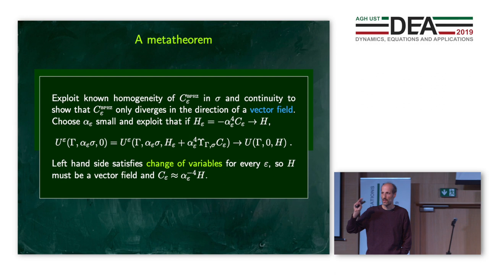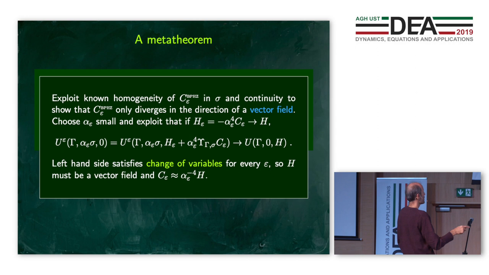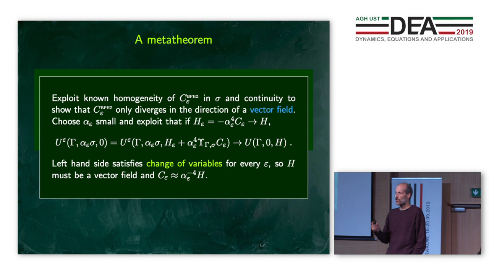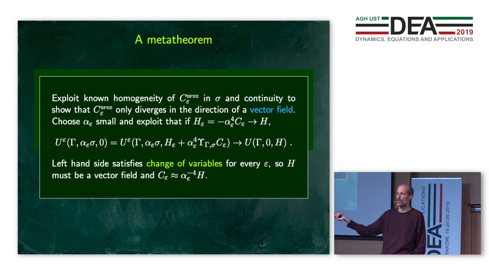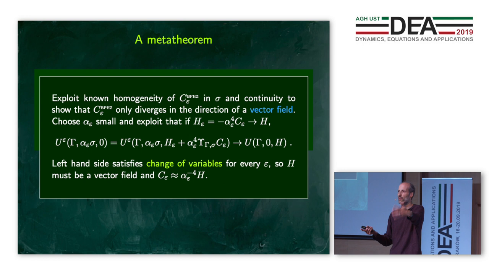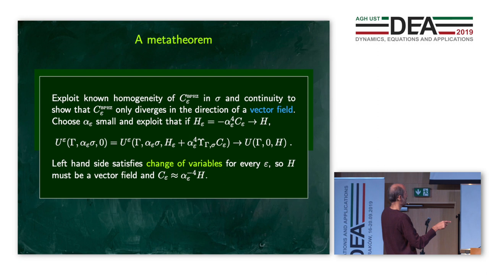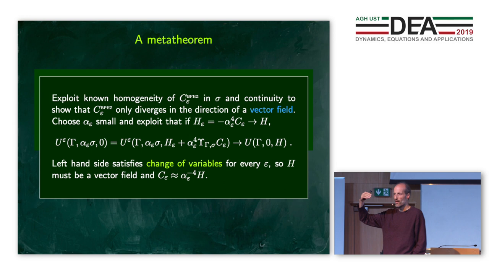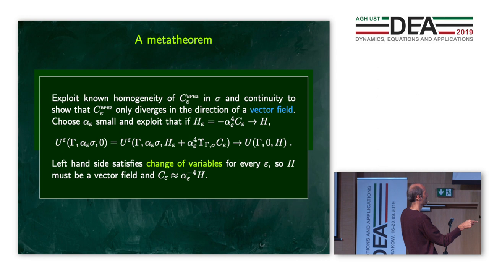So then what I could do is choose an alpha which depends on epsilon, and which is such that alpha to the four times this diverging constant C_epsilon actually converges to a finite limit. Okay, so I just choose alpha to be 1 over the fourth root of some kind of norm of the C_epsilon. Okay? And so then the counterterm that corresponds to the C_epsilon converges to a finite limit. Okay, so I call that finite limit H, or minus H.